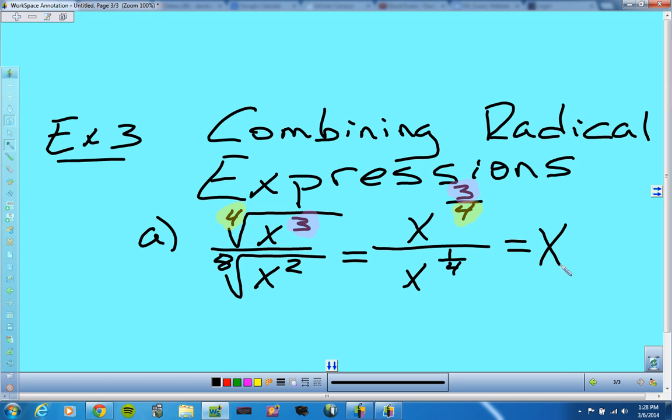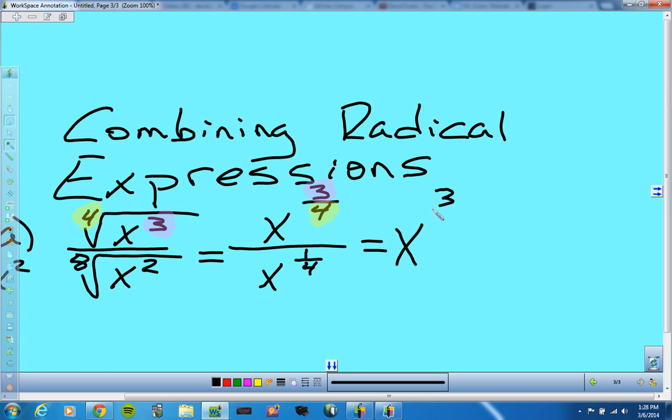If I have exponents top and bottom, if I have x to the 4th over x squared, what's the answer? X squared. How'd you get x squared? Subtract 4 minus 2. So in this case, just because it's fractions, doesn't matter. You can still subtract it. So you get x to the 3/4 minus 1/4, which is x to the 1/2. 2/4, which reduces to 1/2.